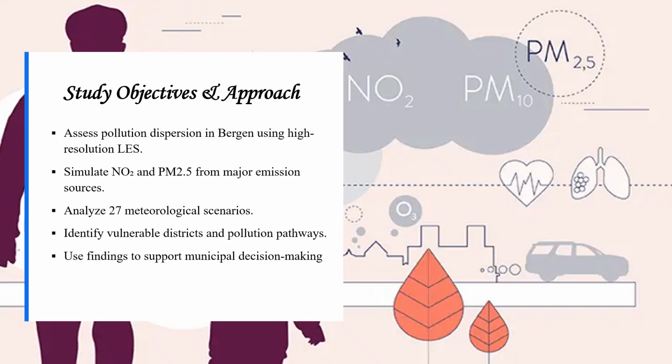They tested 27 different weather scenarios, changing the wind speed, the wind direction, and also the temperature. They also included the emissions from cars, ships, and fireplaces from the homes. By comparing all these combinations, the study showed when pollution gets worse, why it happens, and what sources are causing all these issues.